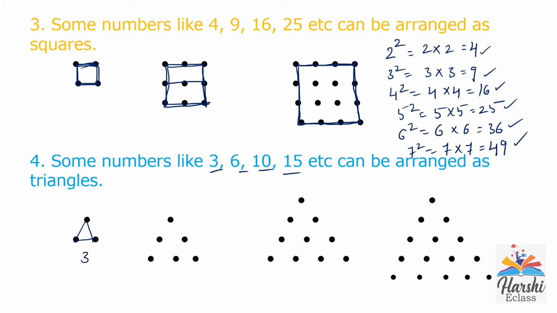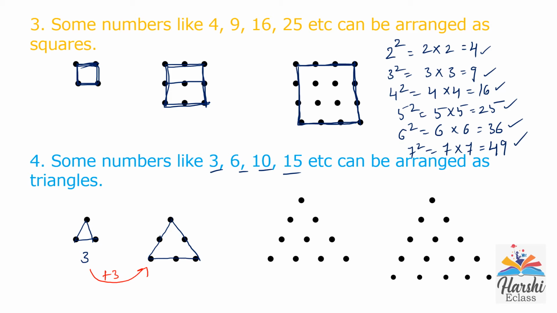This triangle is formed by 3 numbers. Now, we can increase the number at the bottom. For example, here 3 dots are there in the first triangle. I am going to add plus 3 to the given triangle. 1, 2, 3, 4, 5, 6. 6 dots. We can arrange these 6 dots also in the form of triangle.